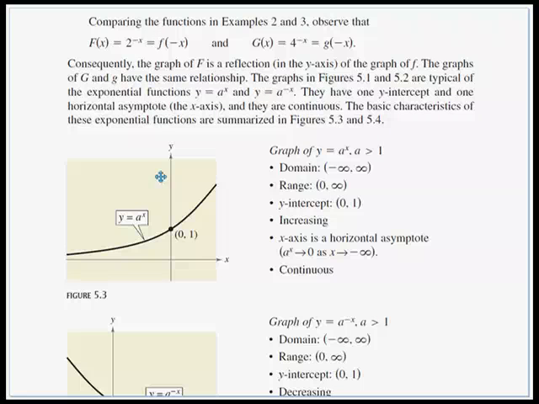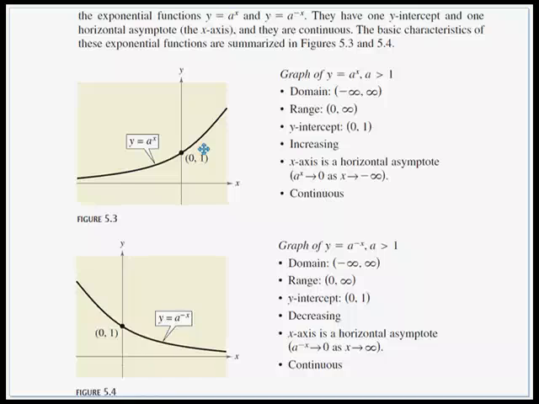The graphs in figures 5.1 and 5.2 that we already looked at are typical of exponential functions, y equals a to the x or a to the negative x. They have one y-intercept and one horizontal asymptote, the x-axis, and they are continuous functions. The basic characteristics are summarized here.